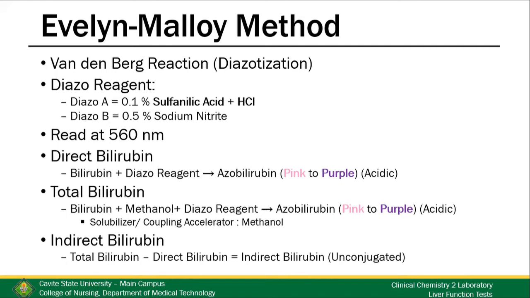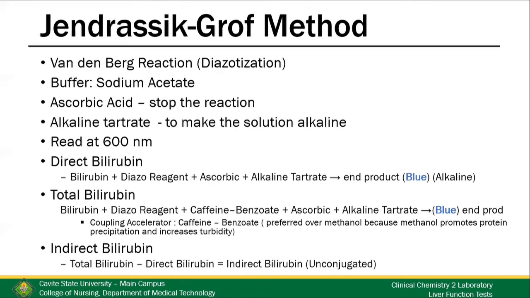Okay, remember, the coupling accelerator in the Evelyn-Malloy method is methanol, and the pH here is acidic. For the Jendrassik and Grof method, it also uses the van der Bergh reaction. The buffer used is sodium acetate. The ascorbic acid is used to stop the reaction. So alkaline tartrate is used to make the solution alkaline. So it is read at 600 nanometers.